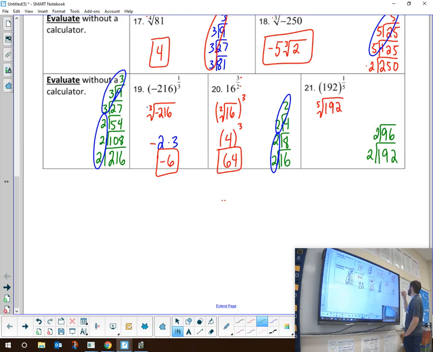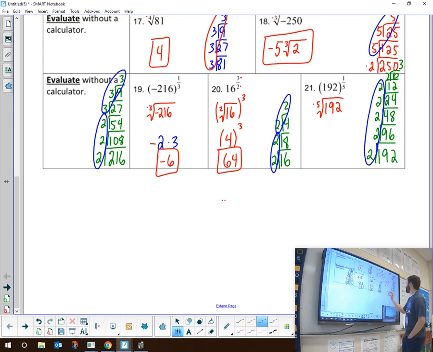96 divided by 2 is going to be 48. 48 divided by 2 is going to be 24. 24 divided by 2 is 12. 12 divided by 2 is 6. 6 divided by 2 is 3. Okay, now we're looking for a group of 5, right? So I'm going to grab 5 2s as one big group.